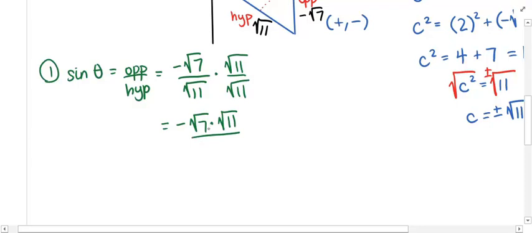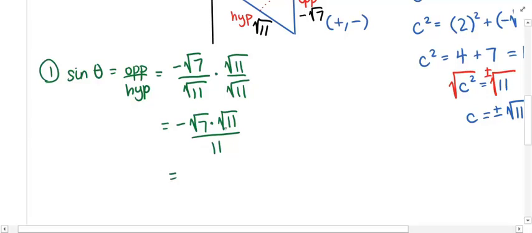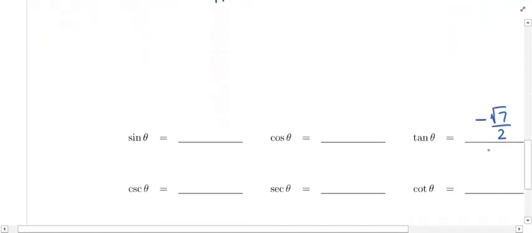The bottom, square root of 11 times square root of 11 will just be 11. And if you remember properties of square roots, if you have a square root times another square root, you can just multiply what's inside. So you can combine these into one. The top is going to be the square root of negative 77 over 11. That is the sine value. So I'm going to go ahead and write it in.